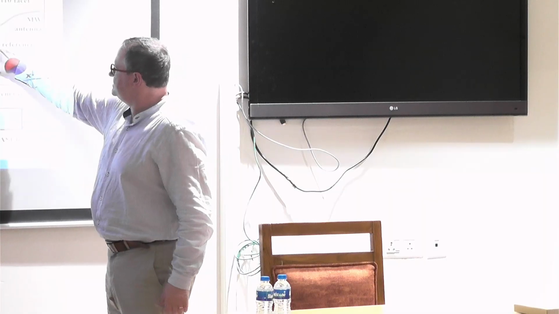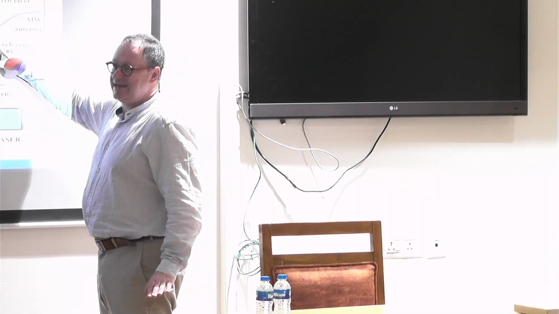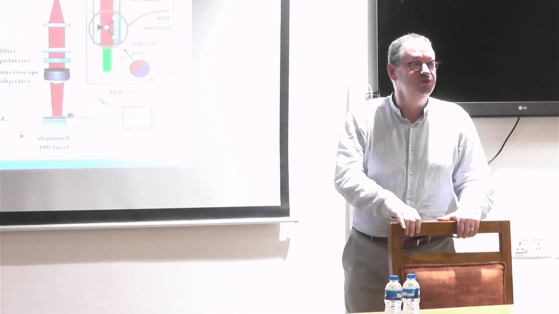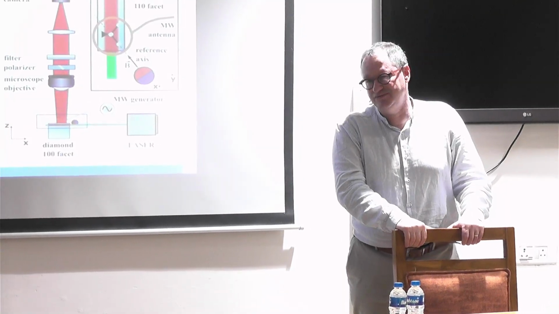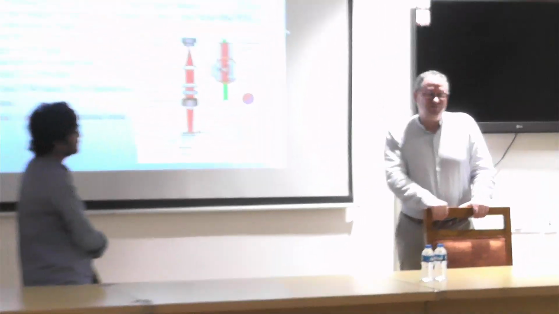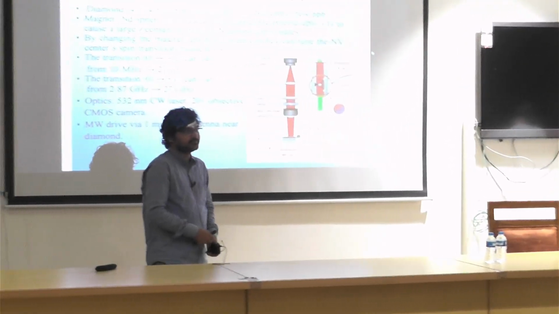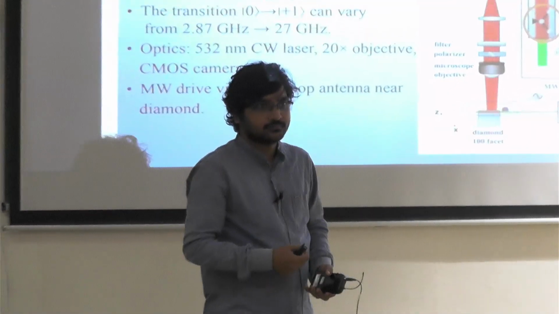Good? But is this the C-axis or A-axis? What matters is the axis of the NV. And the axis of the NV are, of course, set by the diamond axis. And that's the 110 axis, which is quite well suited for many applications. Thank you.